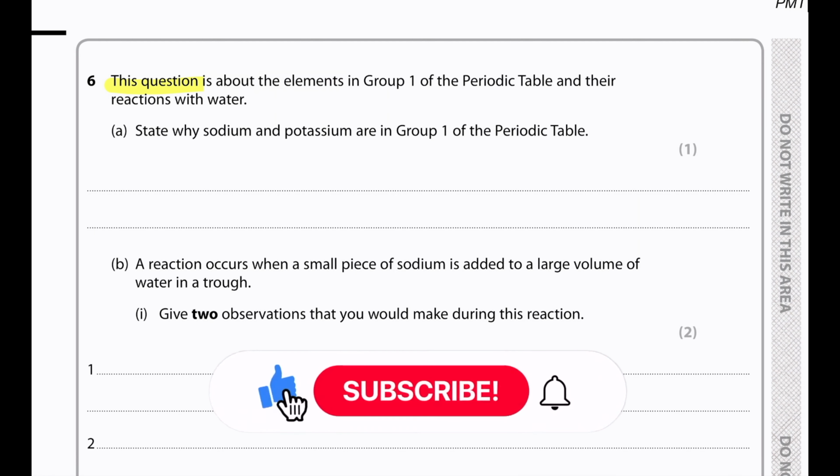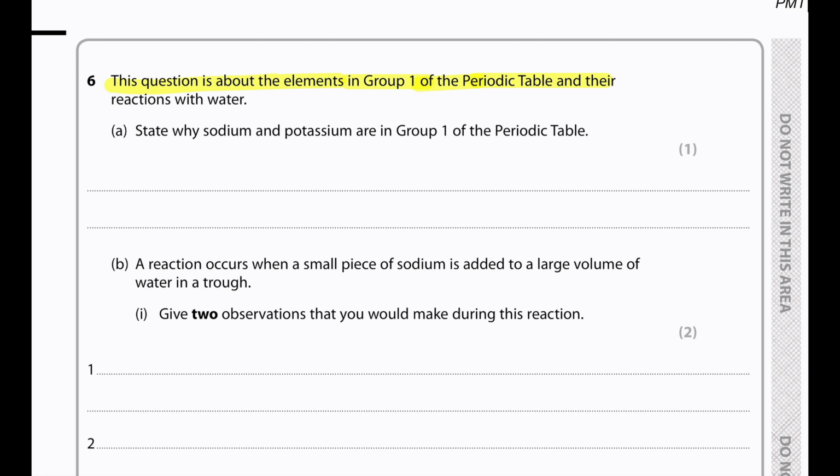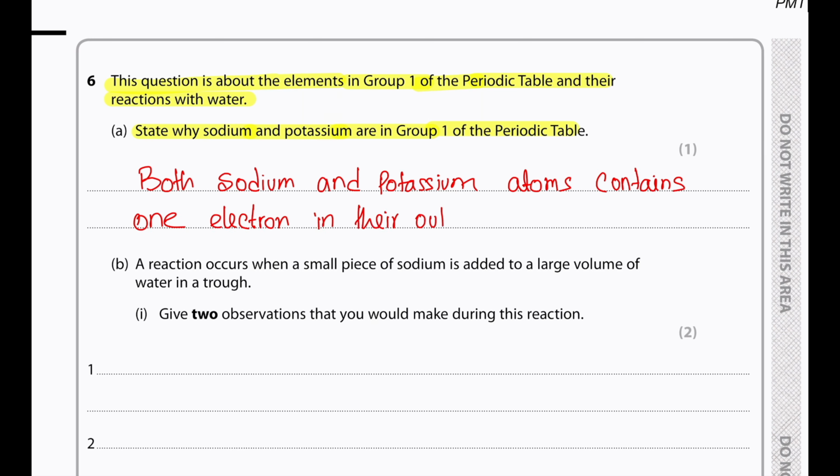This question is about the elements in group 1 of the periodic table and their reactions with water. State why sodium and potassium are in group 1 of the periodic table. The atoms of both elements have 1 electron in their outer shell. That's why they belong to group 1 of the periodic table.